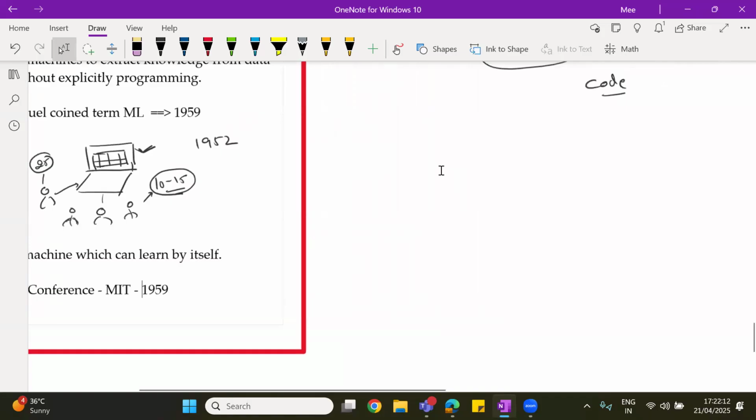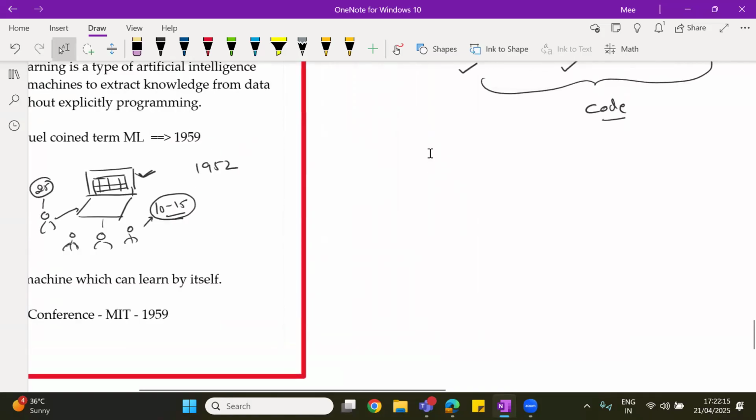Now you may get a question over here. Why this Dartmouth conference all the time? See, right after the Second World War, that is in 1945, two superpowers emerged. One is the US, the other one is the USSR.